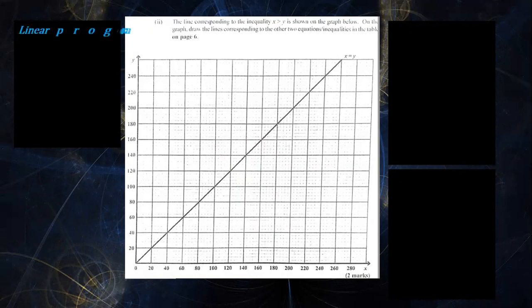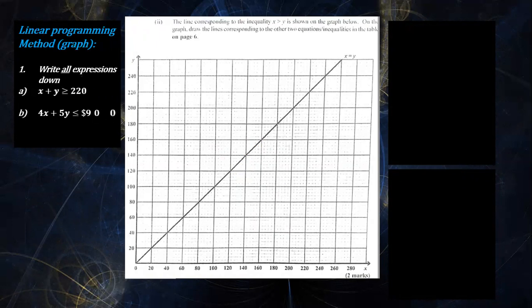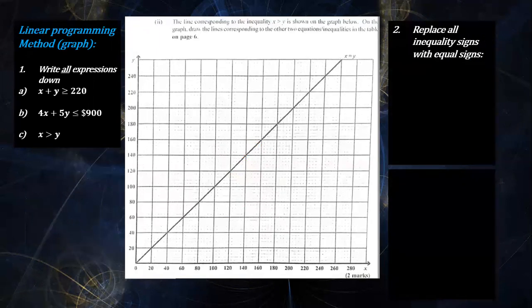So the rules for linear algebra. First, you're going to write out all the expressions. X plus Y is greater than or equal to 20. 4X plus 5Y is less than or equal to 900. X is greater than Y. Next, we're going to replace all inequality signs with equal signs.